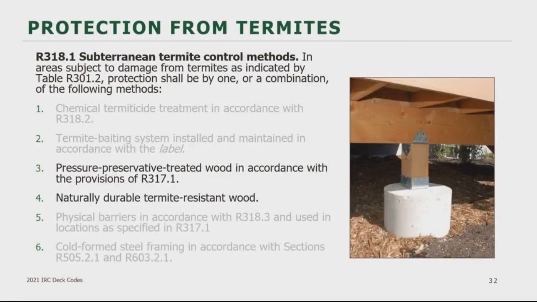There's also a reference to protection from termites in accordance with R318. In the 2024 IRC, this section was moved to R305. Table R301.2 will provide locations where wood needs to be protected from termites, but if you have preservative treated wood in accordance with R317 or wood that is naturally termite resistant, you will meet that requirement.